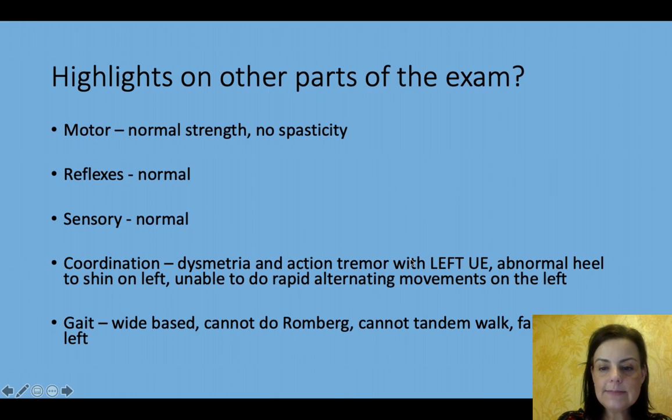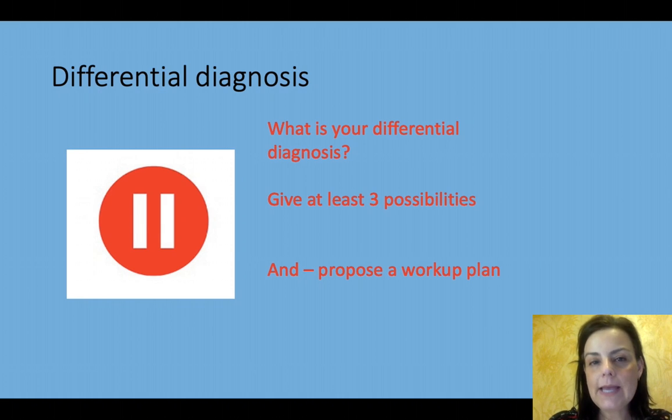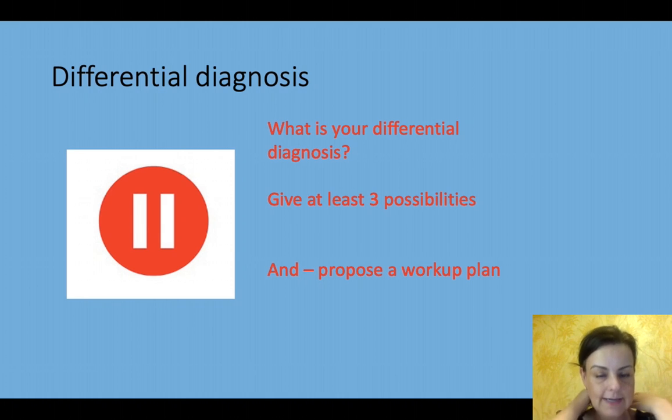So left-sided dysmetria, dysarthria, right-sided relative afferent pupillary reflex, left-sided dysmetria, abnormal alternating movements and heel to shin on the left, and then she's falling to the left and has poor balance. So what's your differential diagnosis? Give at least 3 things. And then also write down a quick workup plan. What workup would you like to see done initially? So pause the video and then come back.